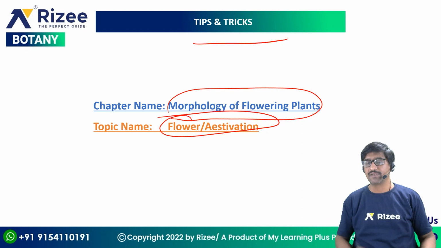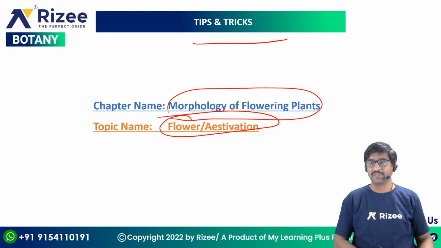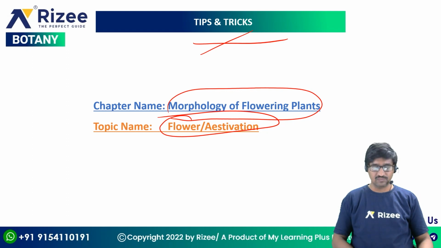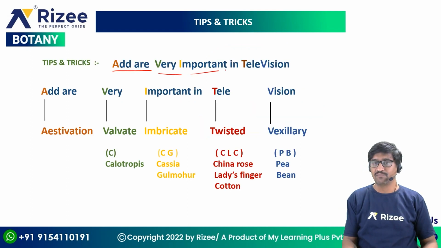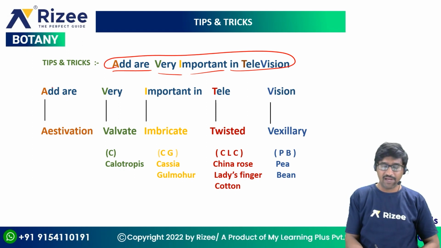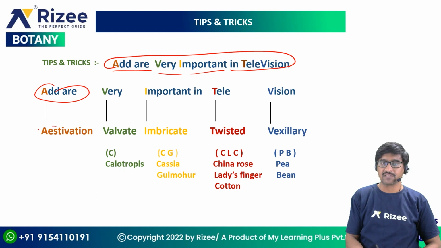So, how to remember those examples? A lot of confusion will be there. To remember the examples, the tip is for you. Ads are very important in television. So in that, ads means A, aestivation.